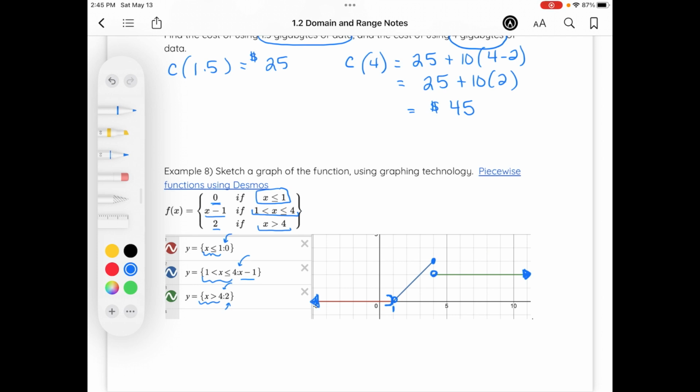So you'll have to be careful that, notice when I took my screenshot, it didn't put the holes and such. But just be aware of that as you're graphing with your graphing technology.